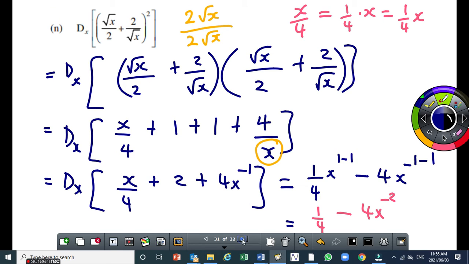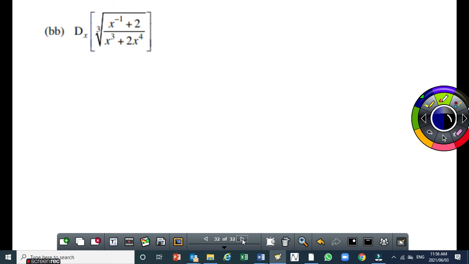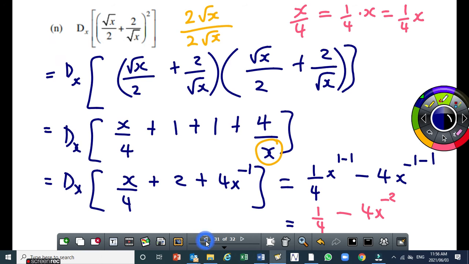Right, let's move on to the next one. Alright, this one here is all about that cube there. So, first thing, my suggestion is simplify what's inside the square.